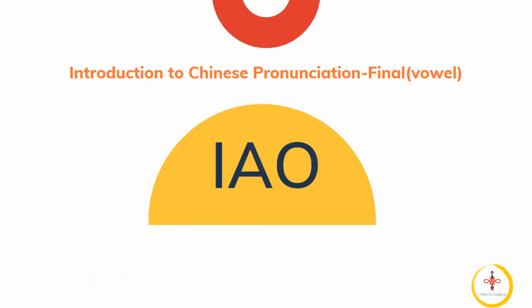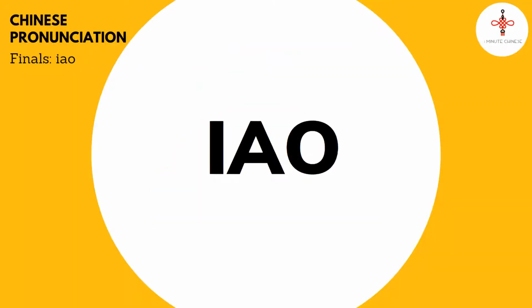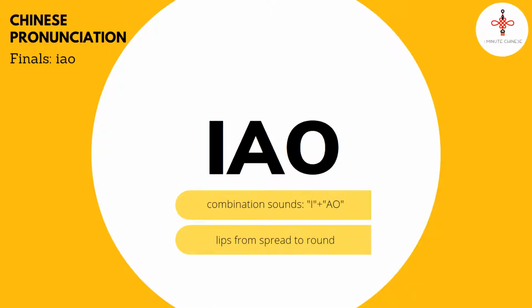In this lesson, we will talk about the final, yao. When you see the English letters IAO in Pinyin, the pronunciation is yao. Yao is a combination of the Mandarin Chinese E and Ao sound.